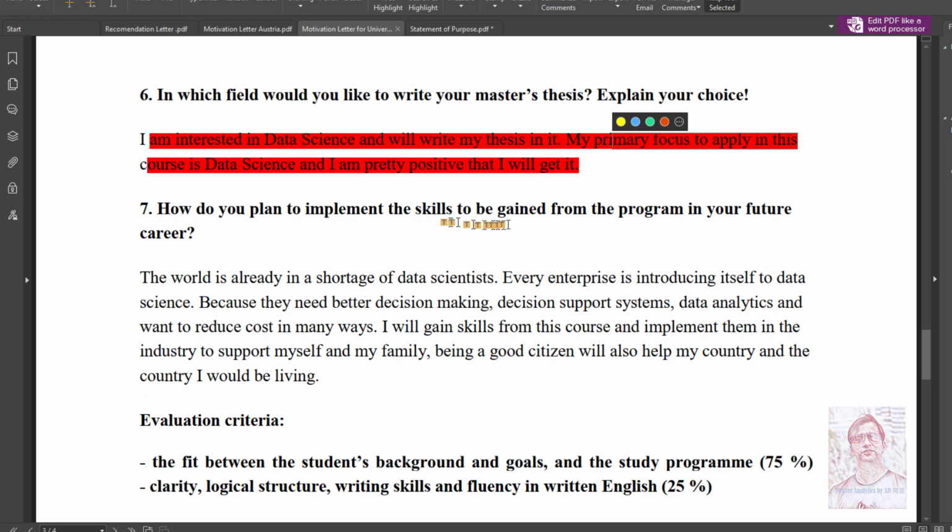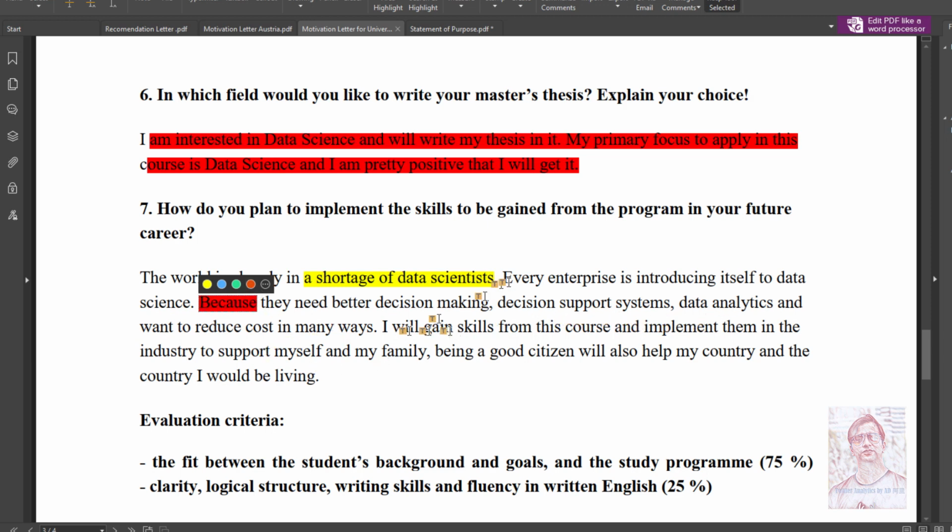How do you plan to implement the skills you gained from the program in your future career? So they are asking me how whatever I will learn will be implemented in real life. I stated a fact at that time, it was true, and now I don't think it is true. So again, this is a mistake. You should not start a sentence with "because".